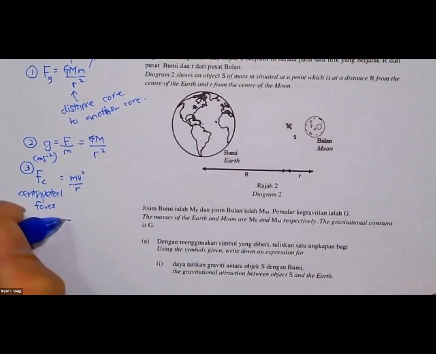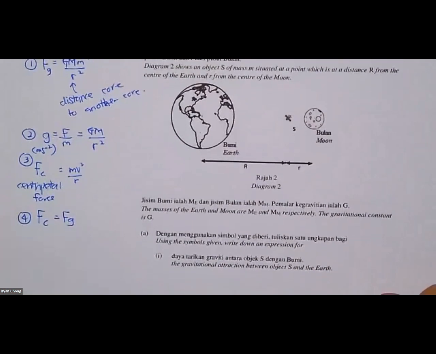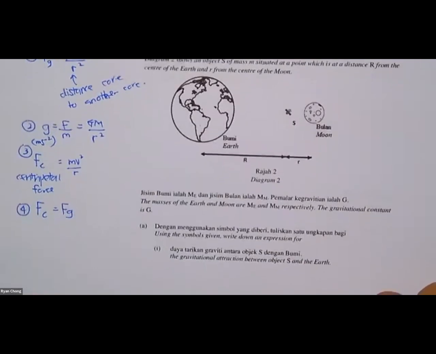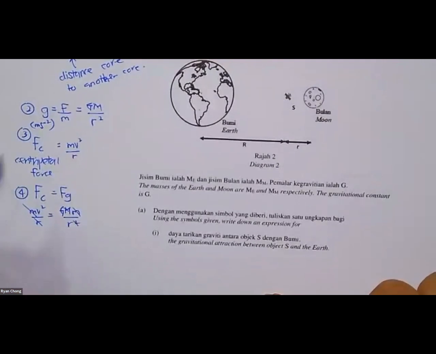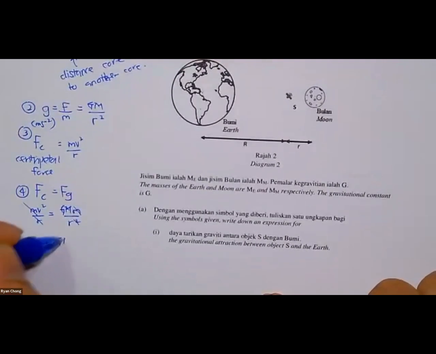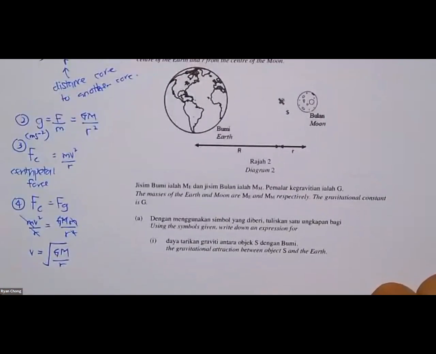Centripetal force equals gravitational force. Okay, why do I need this relation? Because this relation is going to help you calculate how fast your object will be orbiting, moving in the orbit. So mv squared over r equals GMm over r squared. So that's why the m you simplify. At the end, you get the speed of orbiting is actually the square root of GM over r, right?